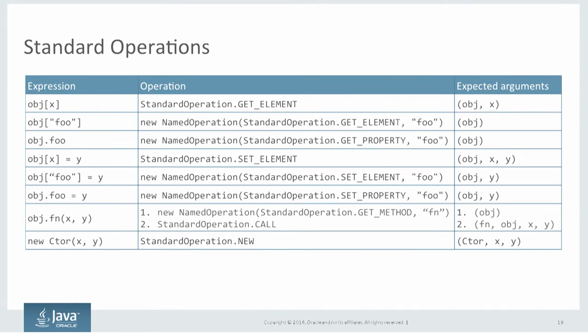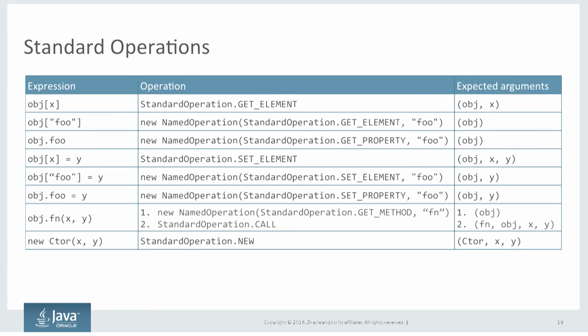As an overview of the standard operations that are offered, we have example expressions here in the first column. The second column describes how they are represented as an operation. And on the right-hand side of the table, in the last column, we see what the call site signature looks like.